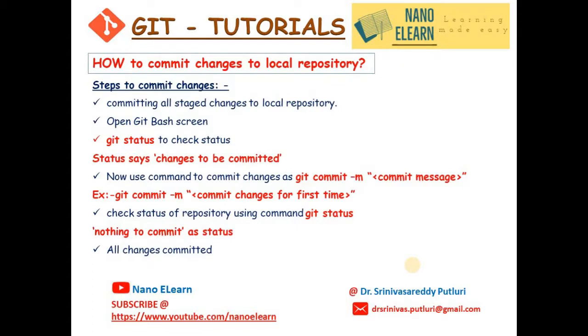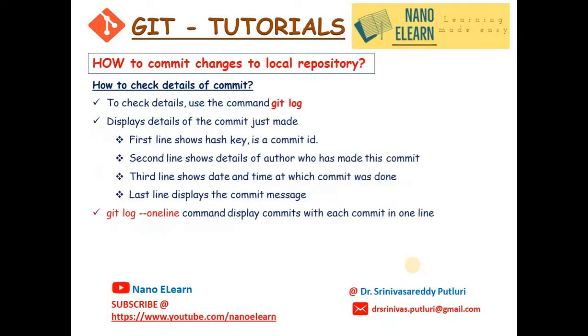Git commit -m followed by the message as commit changes for the first time. Now, how to check the details of the commit? For this, now check the status of repository using the command git status again. Now the status says nothing to commit. It means that all the staged changes made to the local repository has been committed.